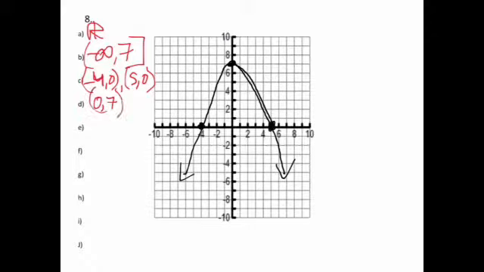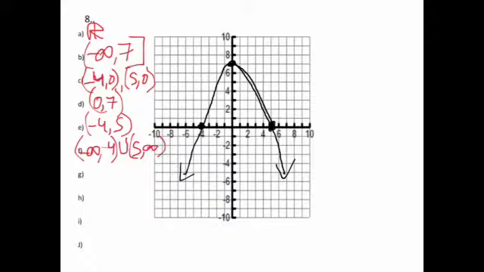Next part's asking where is it positive, meaning above my x-axis. Well, it starts there and ends there. So between my x-intercepts from negative 4 to 5, it is positive. On the left side and right side of those intercepts, though, that's where my function is negative. So from negative infinity until negative 4, and then my next one starts at 5 and goes all the way to the right, to positive infinity.